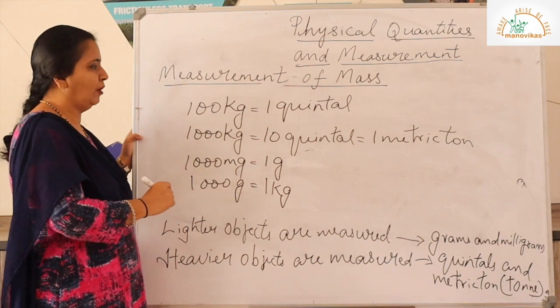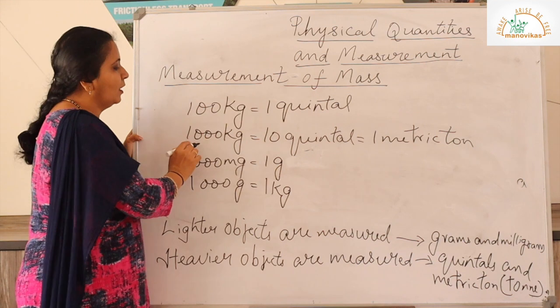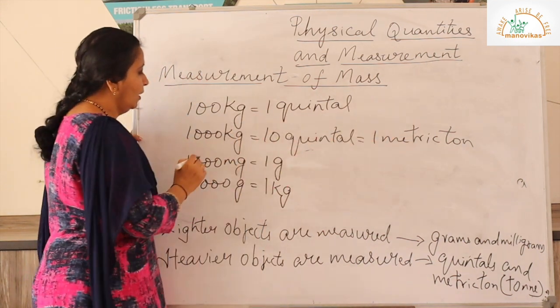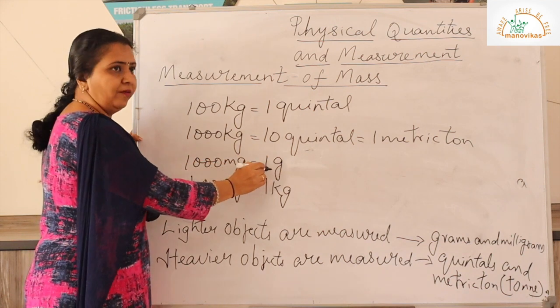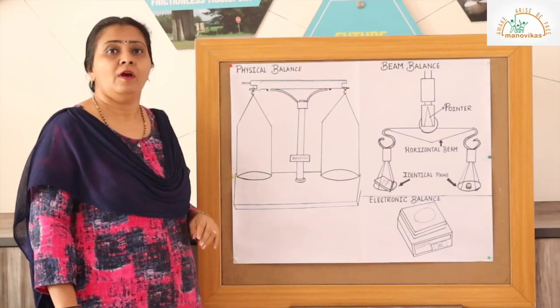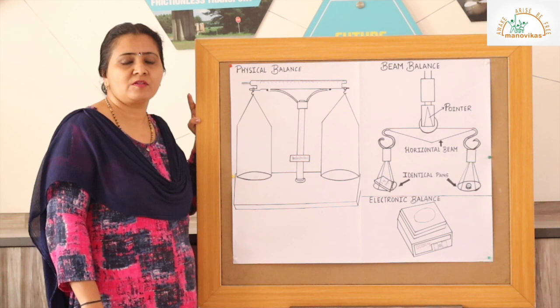So let us have a look. 100 kilogram is equal to 1 quintal. 1000 kilogram is equal to 10 quintal. That is equal to 1 metric ton. 1000 milligram is equal to 1 gram. And 1000 gram is equal to 1 kilogram. Now let us see what are the instruments used for measuring mass.